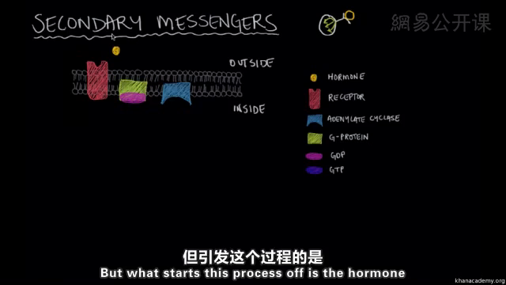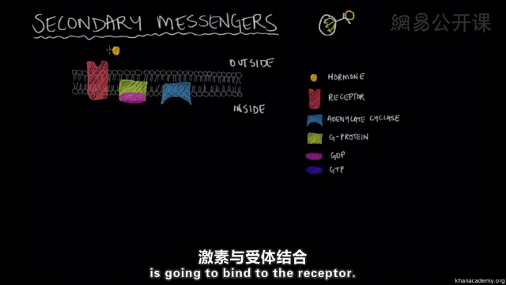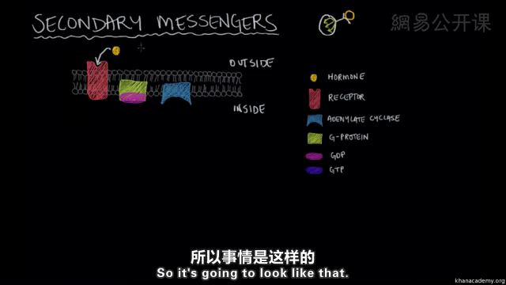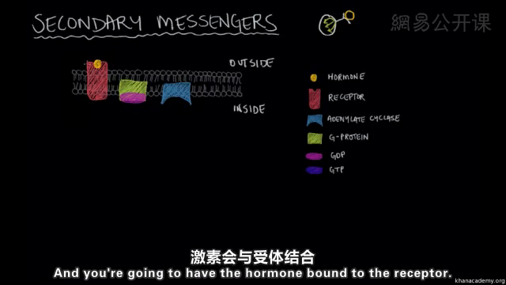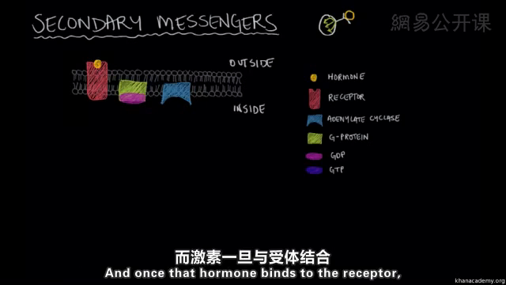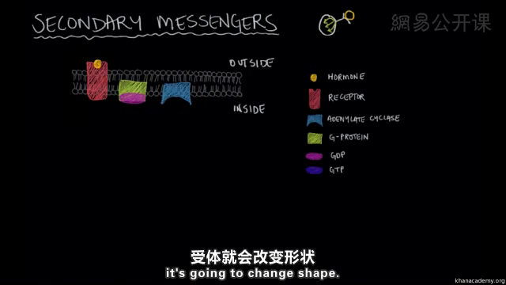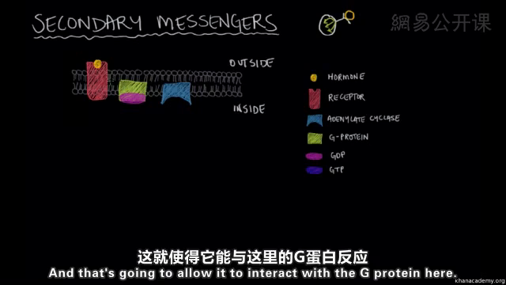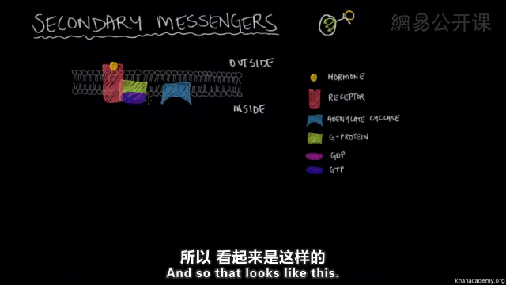But what starts this process off is the hormone is going to bind to the receptor, so it's going to look like that, and you're going to have the hormone bound to the receptor. And once that hormone binds to the receptor, it's going to change shape, and that's going to allow it to interact with the G protein here, and so that looks like this.